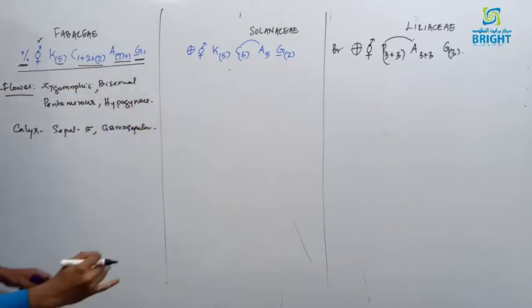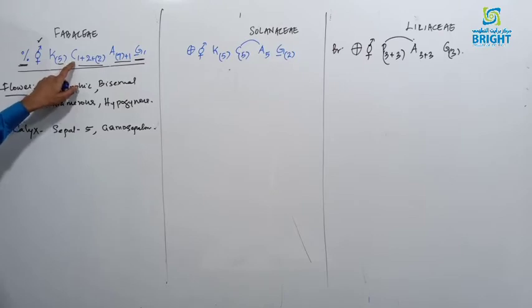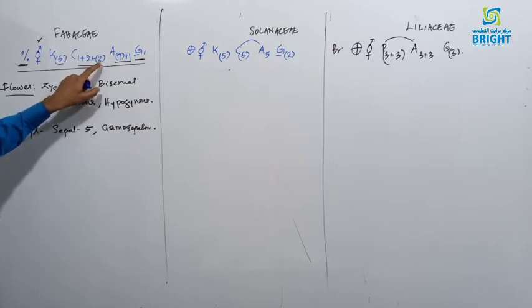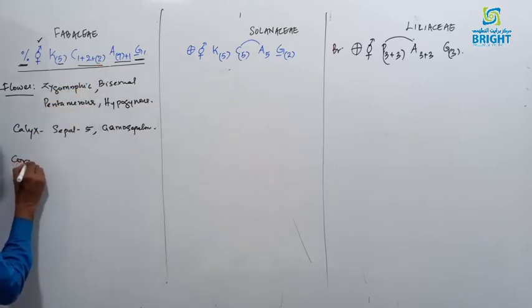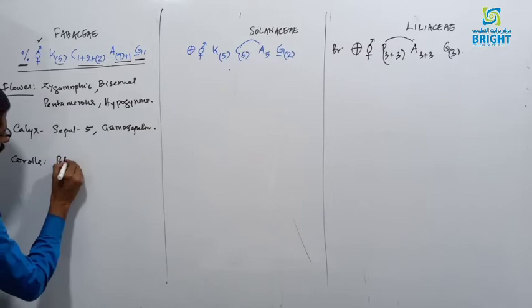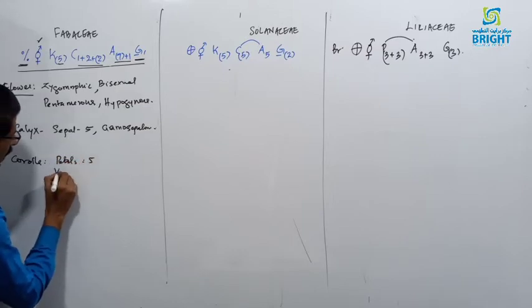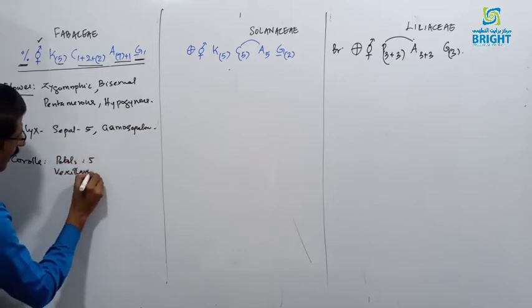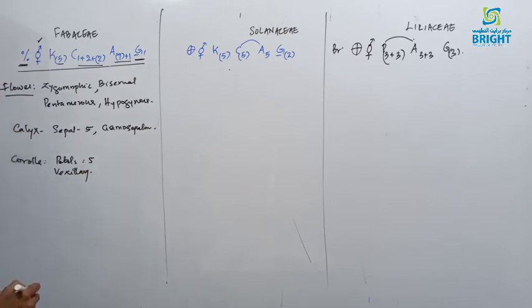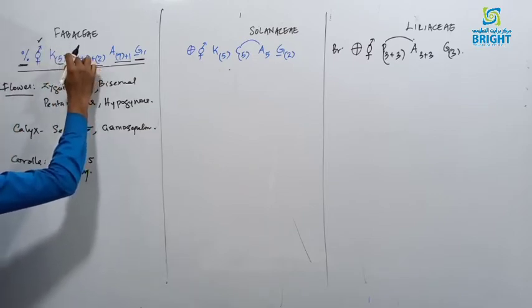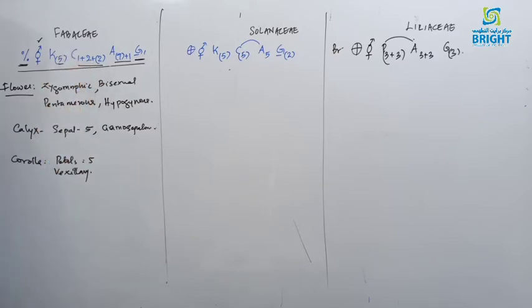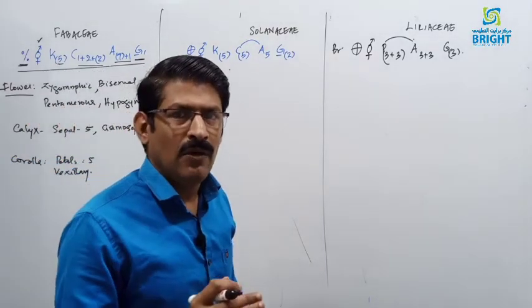And we have already studied the aestivation in the corolla, that is vexillary. So here 1 plus 2 plus 2. 1 is the standard petal, 2 wing petals and 2 keel petals fused. So in the case of corolla, the petals are 5 and vexillary or papilionaceous. That's a specific character of the Fabaceae family.